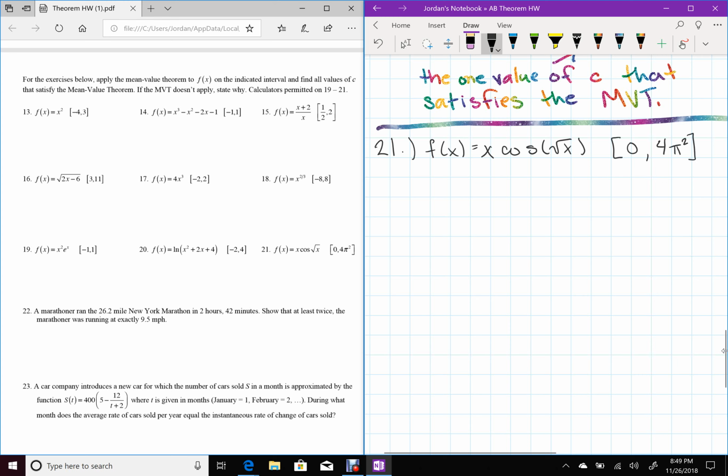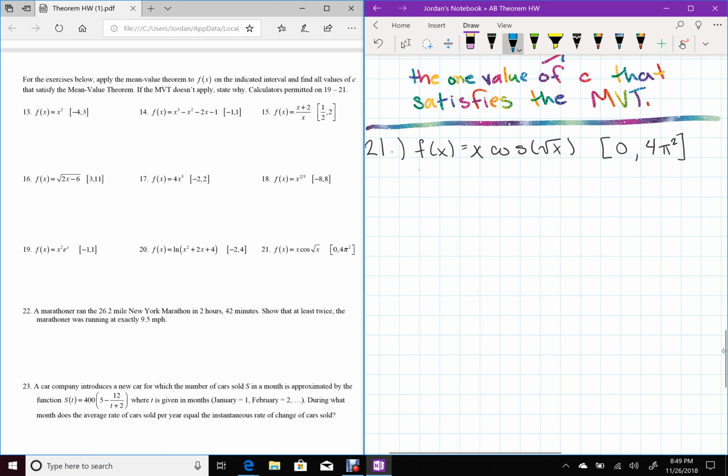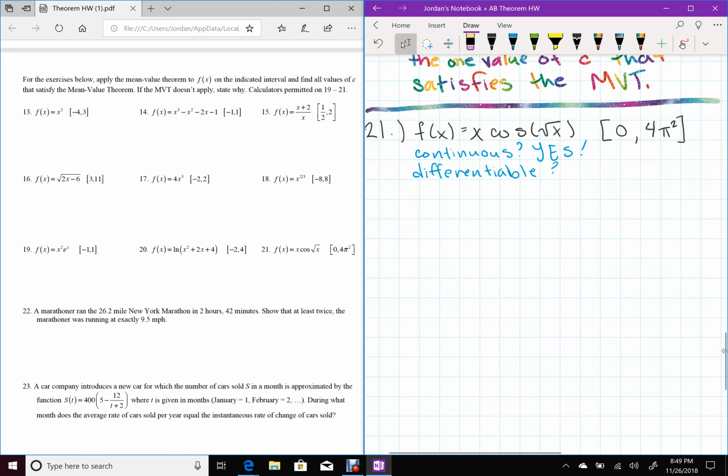Okay? Now, since we know both x and cosine of the square root of x are always continuous, their product is always continuous. So we say, is it continuous? Yes. For differentiable, I'm actually going to do out the derivative for this, just to check. I'm pretty sure it'll be okay, but I'll check.